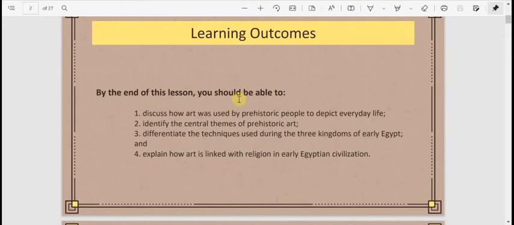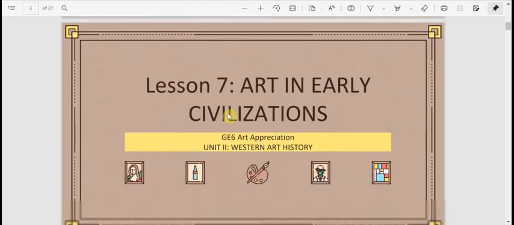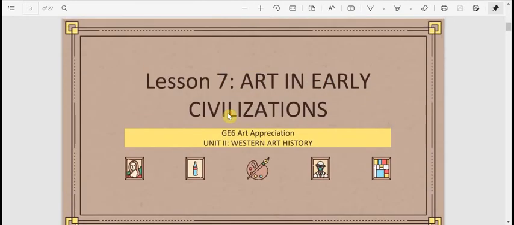So, art is a very interesting subject that has evolved into many stages from early civilizations to the current generation. So, iikot ang ating discussion sa pinagmulan ng different kinds, different medium of artwork hanggang sa contemporary or modern art.